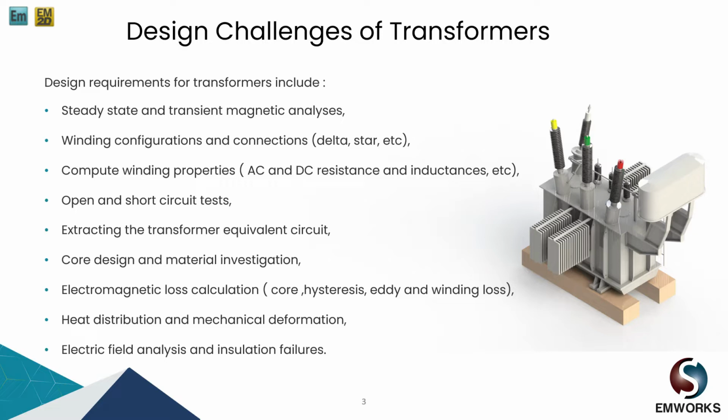Some of the design issues posed by power transformers that can be addressed through computer simulation are steady state and transient magnetic analysis. So the magnetic fields need to be calculated or investigated, and the saturation level needs to be evaluated as well. Trying different winding configurations and connections like delta and star connections and exploring their different impacts. AC and DC resistances and inductances of the transformer windings need to be evaluated as well.